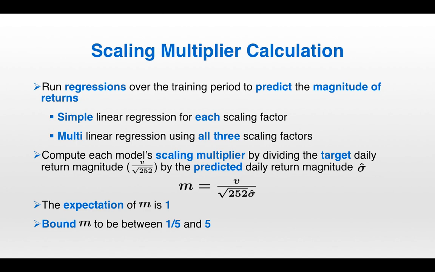And furthermore, we will bound M to be between 1/5 and 5. We don't want to be either increasing or decreasing our position sizes by more than a factor of 5. But I will point out that to get a scaling multiplier as extreme as 1/5 or 5 would be very rare. It would only occur in situations where we have almost no risk on at all, or where we have a ton of risk on. And most of the time, this number is going to be close to 1.